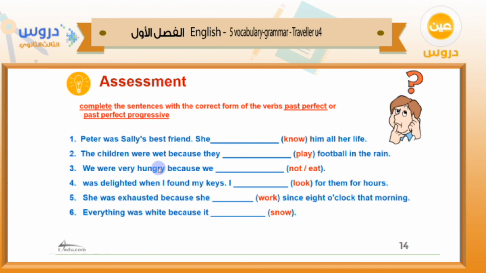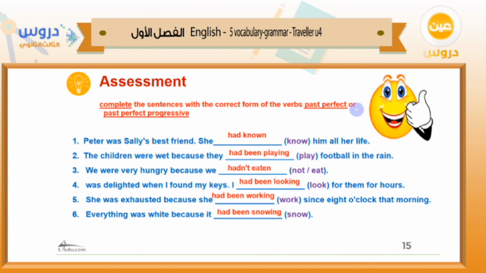The children were wet because they play football in the rain. We were very hungry because we not eat. I was delighted when I found my keys. I looked for them for hours. She was exhausted because she worked since 8 o'clock that morning, and everything was white because it snowed. So your job now, you can see the red words between the brackets. Just write the sentence with the correct form of those verbs, whether in past perfect or even in past perfect progressive. And those are the right answers.